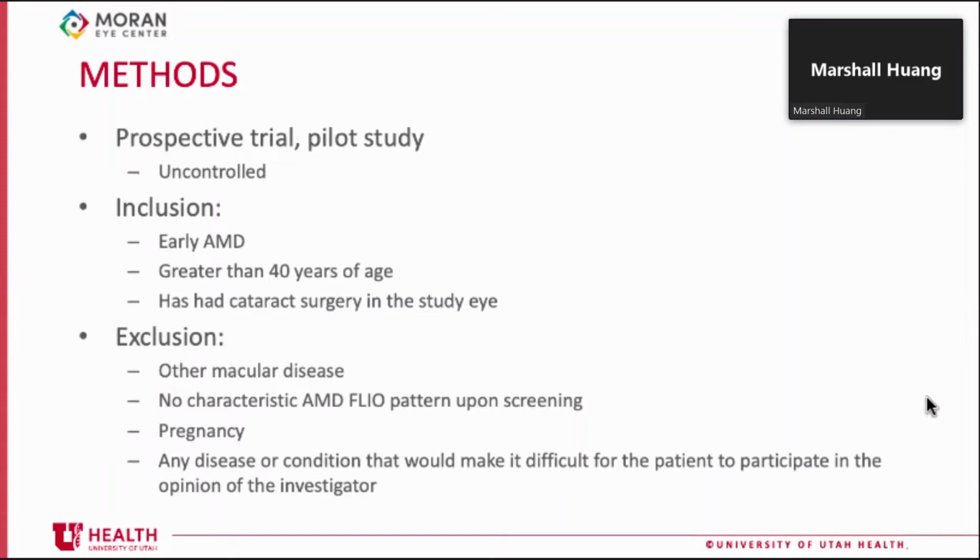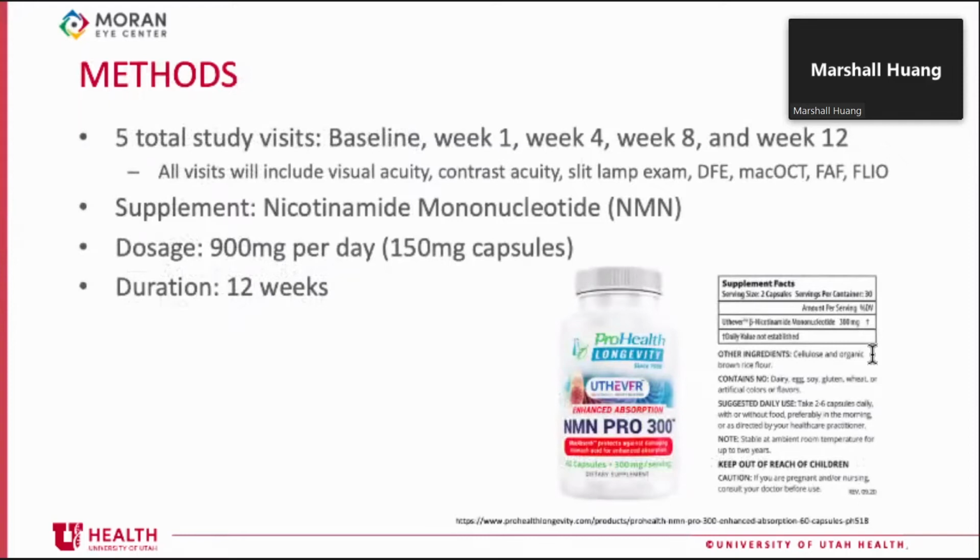We had 5 total study visits, 1 at baseline, then 1 each at weeks 1, 4, 8, and 12, and they all included visual acuity, contrast acuity, slit lamp exam, macular OCT, fundus autofluorescence, and FLIO. This is the NMN product that we used. We used a total of 900 milligrams per day for a total of 12 weeks.